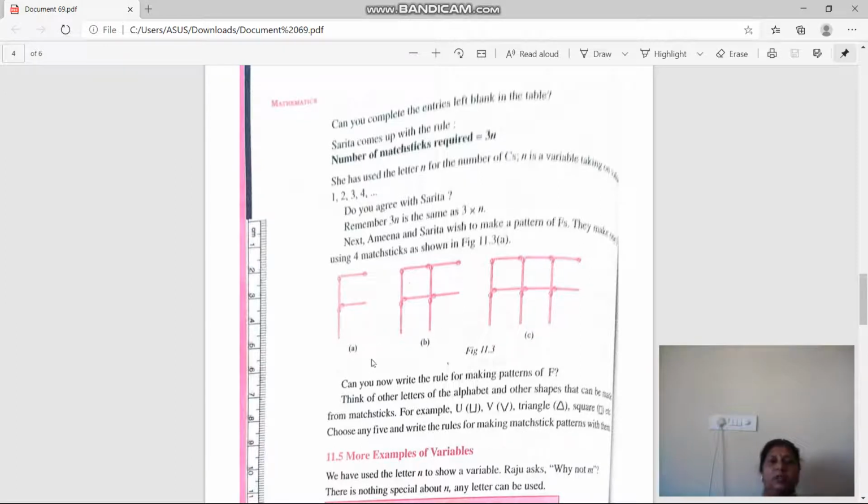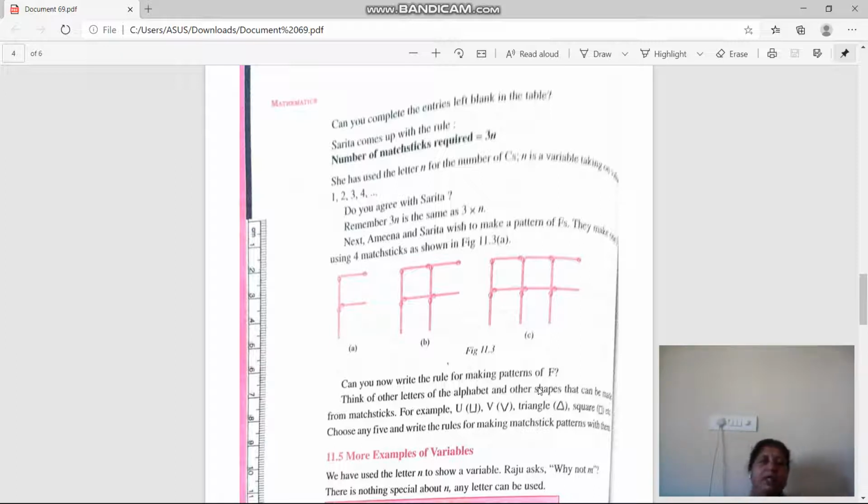Amina and Sarita wish to form the pattern of F using 4 matchsticks. Can you now make the rule for making pattern F? Yes, can anyone tell me? It is very easy, right? Number of sticks required is equal to 4 into n, because for making one F we require 4 sticks.